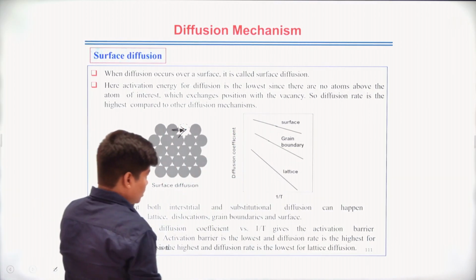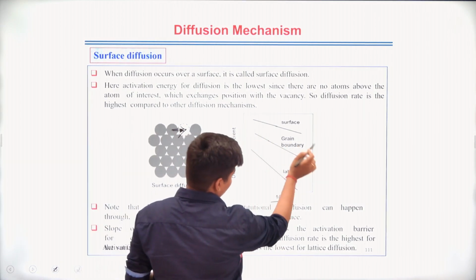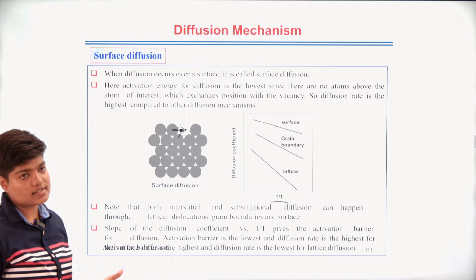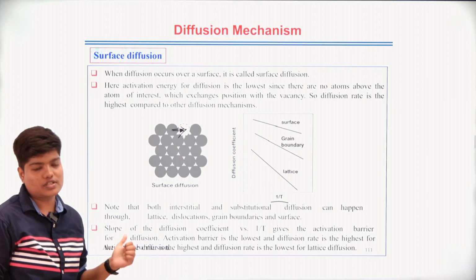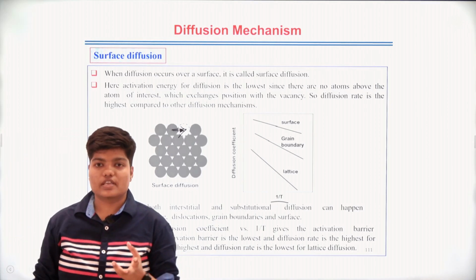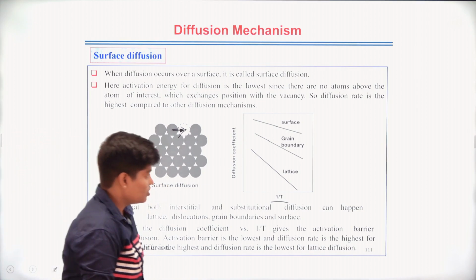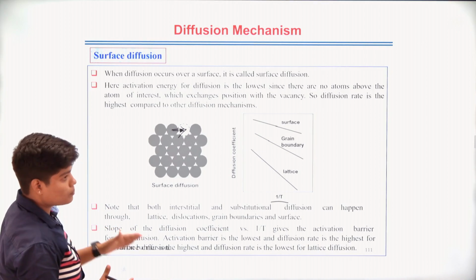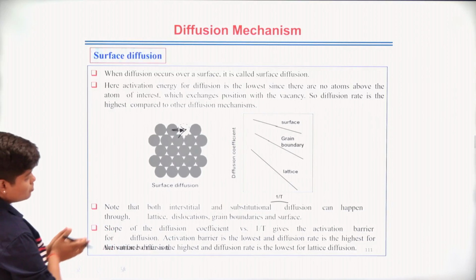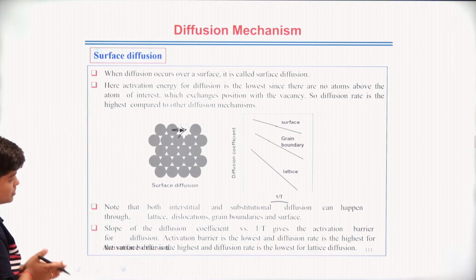You can see from the graph of diffusion coefficient, that is D, versus 1 by T, that surface diffusion is the highest, then grain boundary, then lattice. In the lattice come three diffusions: vacancy, interstitial, and atom interchange diffusion. Because the dislocation pipe through the edge will be more, because the activation barrier is less, the diffusion coefficient will be more in the case of the surface mechanism.